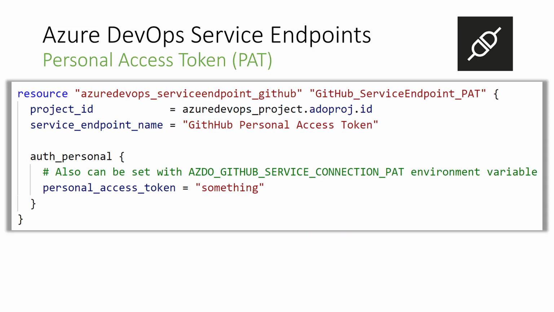Another example, again in reference to GitHub, is using that personal access token, right? So we have this personal access token in line. Notice we can set it with an environment variable, so you don't have to have that sensitive piece of information inside your code specifically. You can pass it in line or as part of the environment that you're executing within.